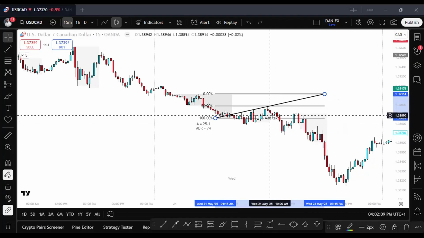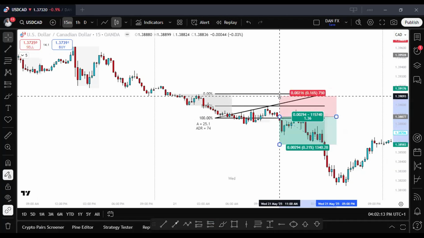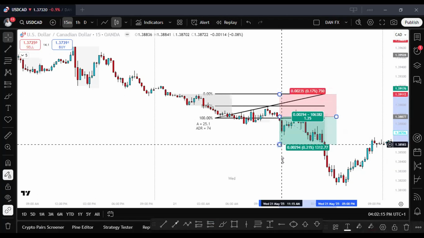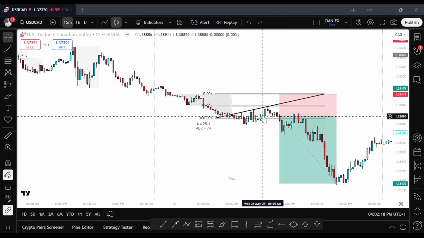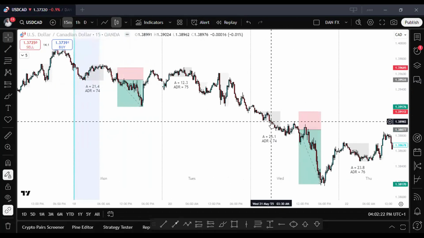Price got to the 50% of the range here. Take this for a sell here. Stop loss above, right? Stop loss above, 1 to 2. We went for a 1 to 3. You also caught that trade. That was a nice trade there for a 1 to 3 risk to reward, right?